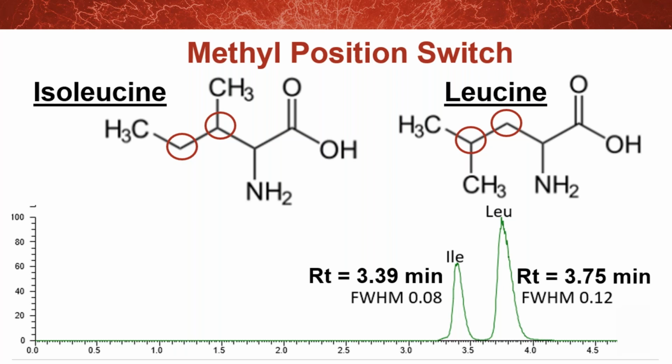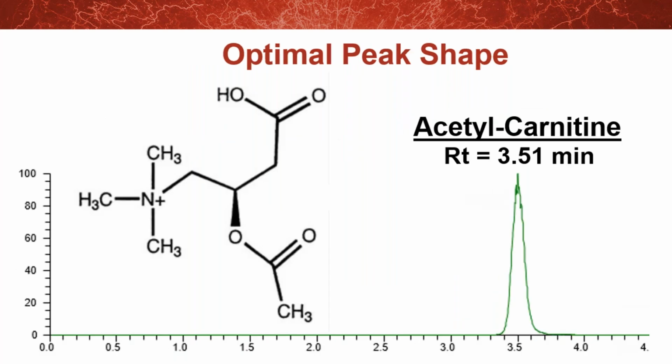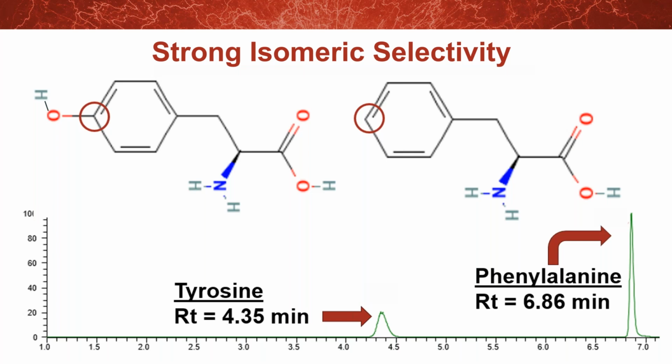This one tends to be the crowd pleaser, is separating isoleucine and leucine from each other. We've actually further done more where we've separated allo-isoleucine with a 1.7 micron as well. But this is a really difficult separation because it's one methyl position switch. Then we have really good peak shape for acetyl-carnitine, for a base that's pretty tough to do. And then just showing tyrosine and phenylalanine is separated, really just one hydroxyl group different between the two analytes.